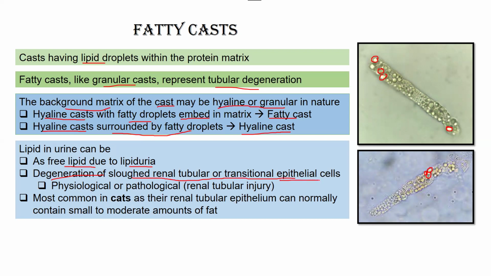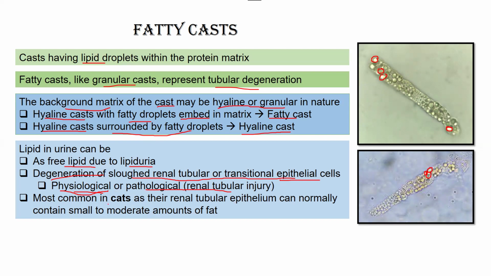So basically, epithelial cells are being sloughed, and because of their sloughing, the fat or lipid droplets from these cells start to appear in the urine, because the cell membranes contain a lot of lipids. The sloughing of these cells can be physiological or pathological, like in the case of renal tubular injury, because physiological shedding of cells also occurs in the body, because every organ has a turnover rate, and after that it sheds its own old cells and renews and forms new cells. So it can be physiological or pathological.